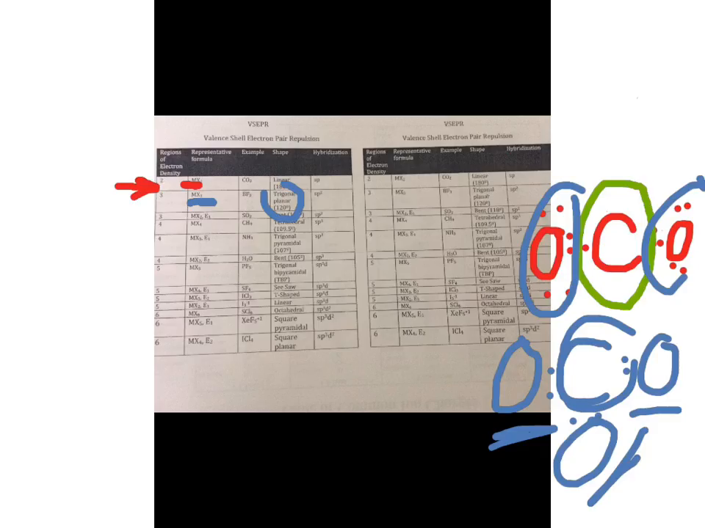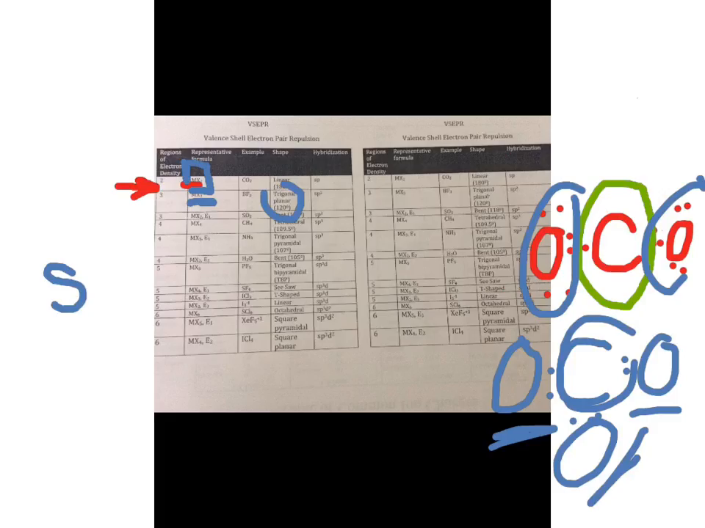So, let's look at the next one. CH4, that one's easy too. Let's look at MX2E1. What does that mean? I think, wait a second. It's bent. Because you have basically the same thing as this, right? But this is how it looks.